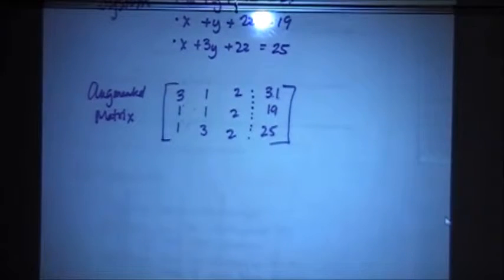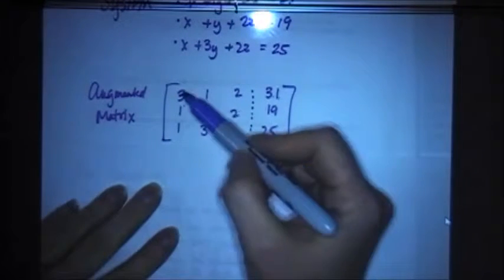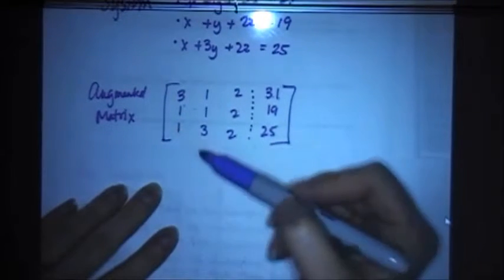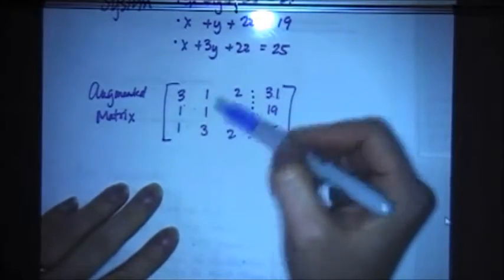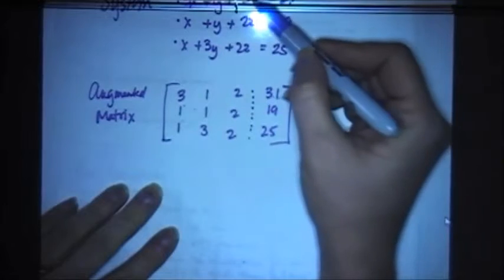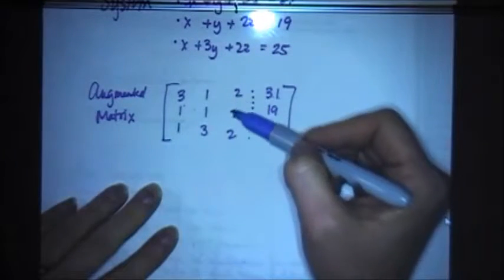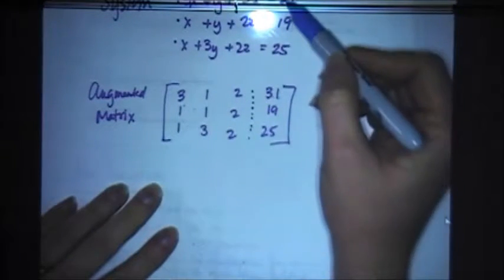It includes just the coefficients. So I put 3, 1, 1. That came from the x column. 1, 1, and 3, that's my y column. 2, 2, and 2 came from my z column. And then here's my answers.